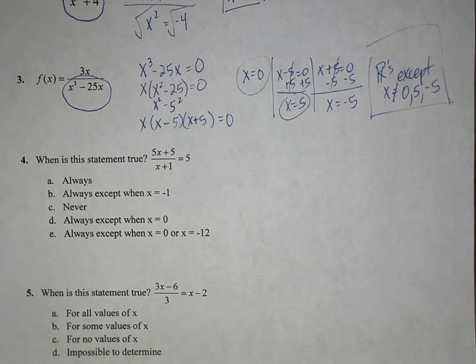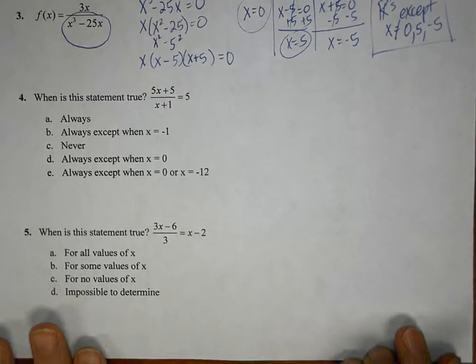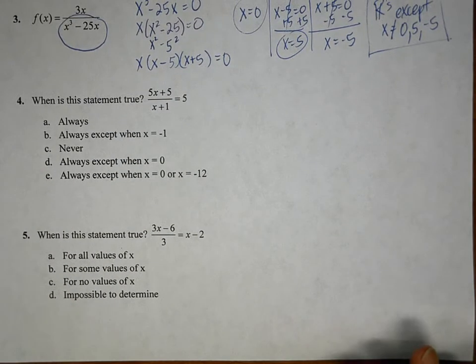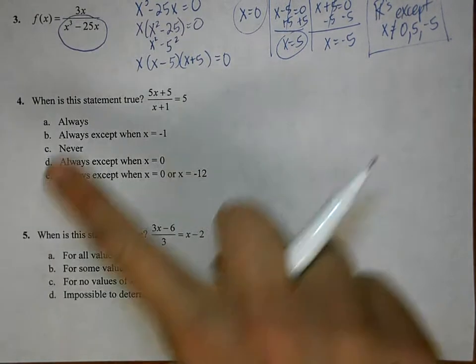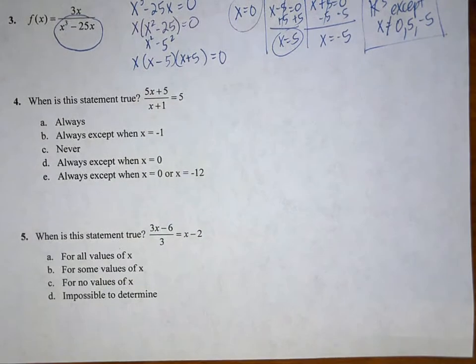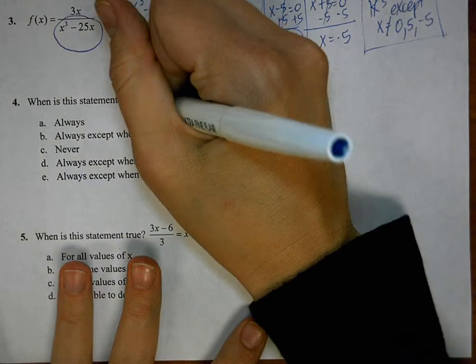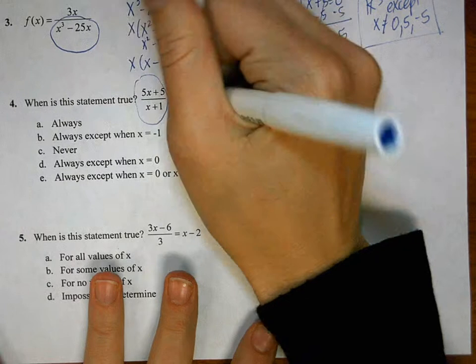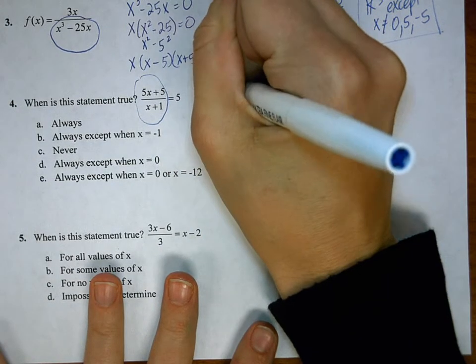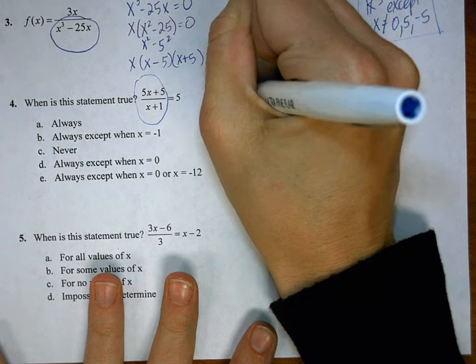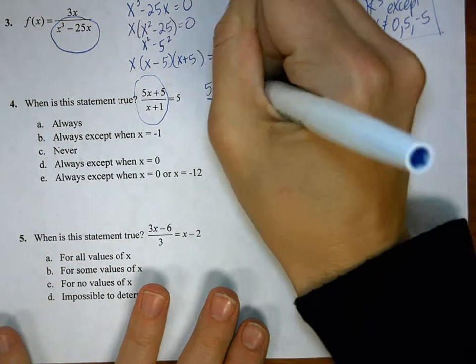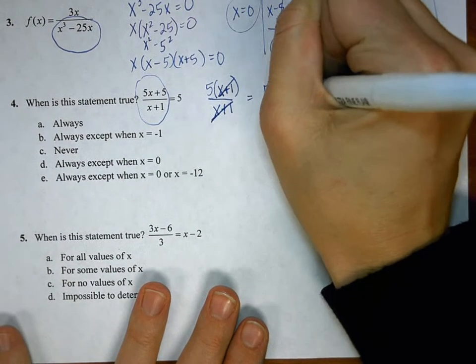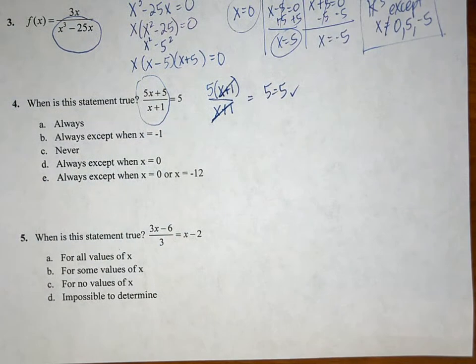Okay, moving on to example 4. This asks you, when is this statement true? The first thing you should do is simplify it. See if by reducing this it actually equals 5. So if we do this and simplify here, I can take out a GCF in my numerator, so I get 5 times x plus 1 over x plus 1. My x plus 1s can cancel, so I do get 5 equals 5. So that does make a true statement.